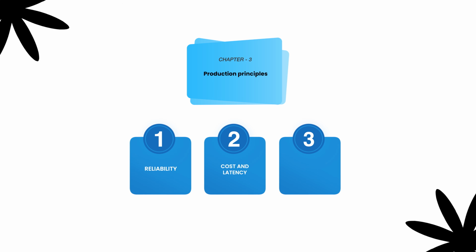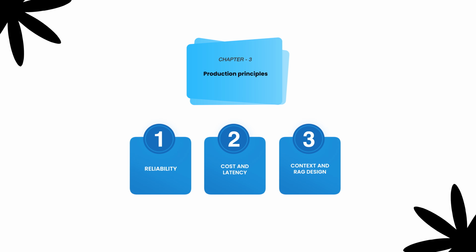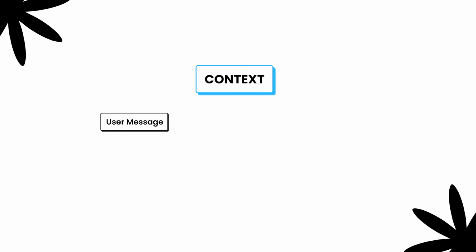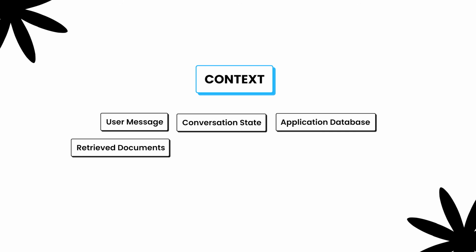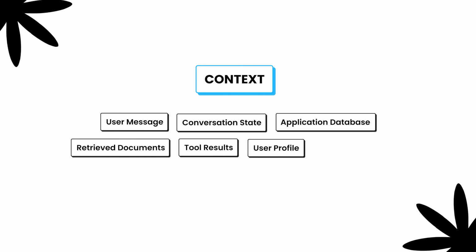Now, the third production principle is context and RAG design. Context design is one of the biggest differences between a toy agent and a useful production agent. The goal here is not to pass everything into the prompt. The goal is to pass the right context for the current step. In practice, context can come from the user message, the conversation state, the application database, the retrieved documents, the tool results, the user profile, or even long-term memory. Each source has different freshness, trust, privacy, and latency characteristics.